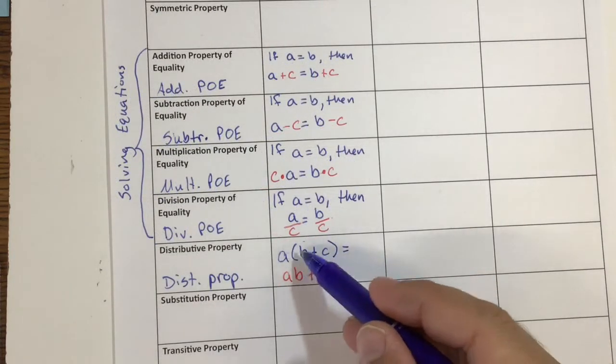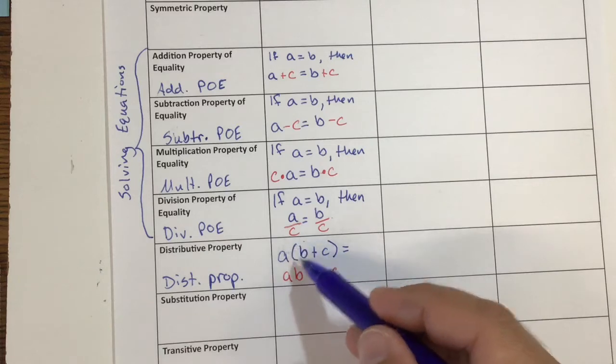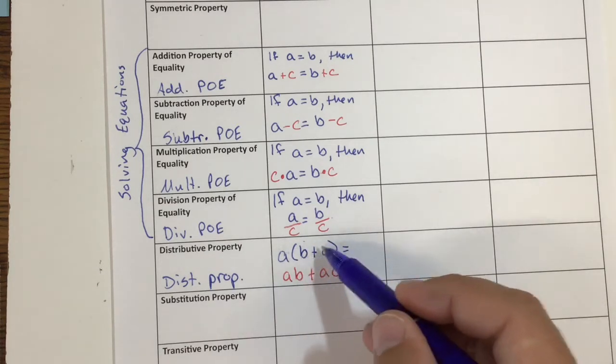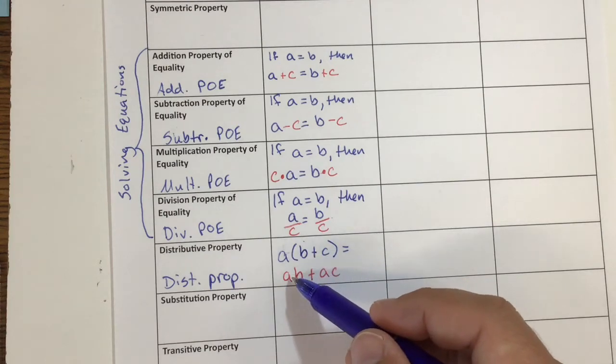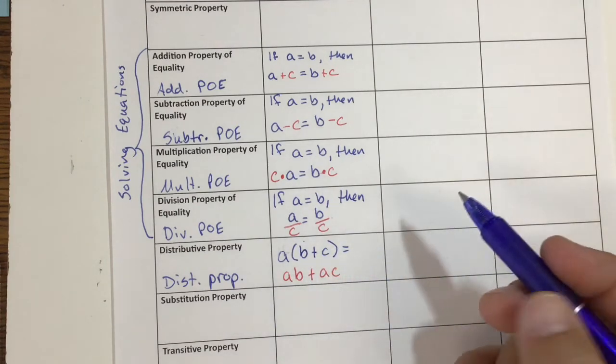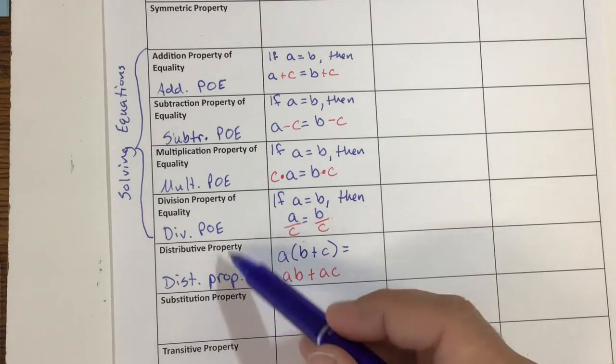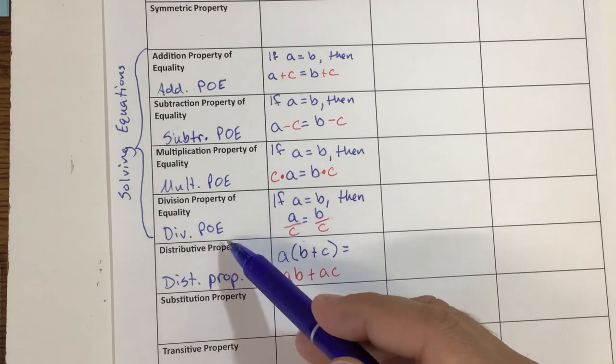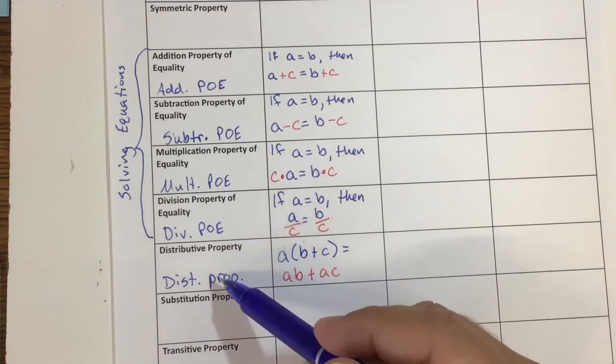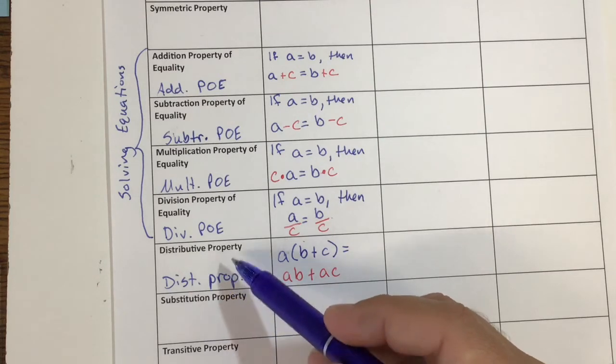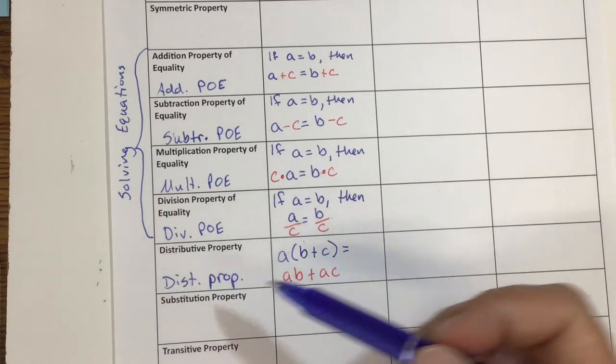Okay? If we have something like this, A parentheses B plus C, we can multiply both individual parts of that sum or difference and get AB plus AC. That's the distributive property. And notice I wrote property instead of POE because it's not a property of equality, because there is no other distributive property we could use.